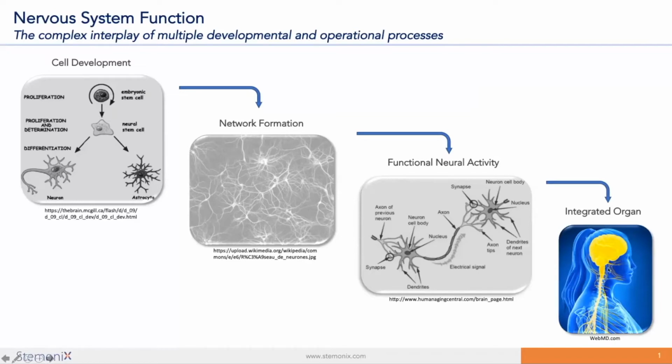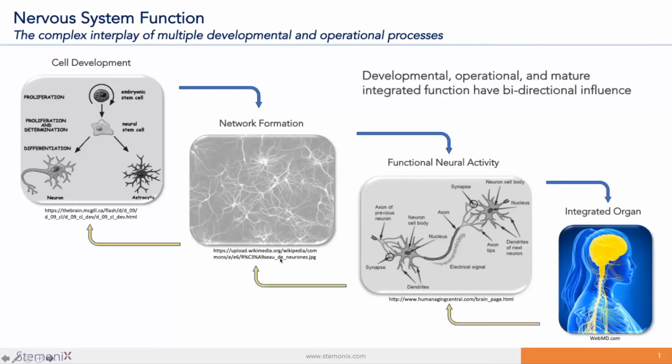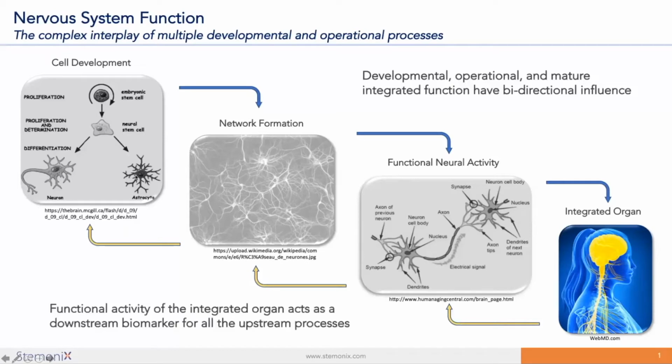Now, we also know that each of these discrete steps can interact with previous steps as well. Hence, network formation can influence cell development, neural activity can influence network formation, and the integrated organ activity can then influence the neural activity, the formation, as well as the cell development. So it's really a bidirectional process that can ultimately be read out at the stage of the integrated organ. That is, if anything happens to these earlier processes, you'll see the impact downstream here.